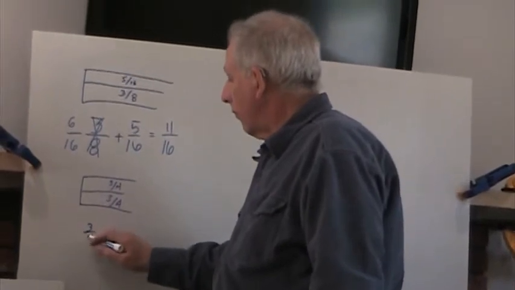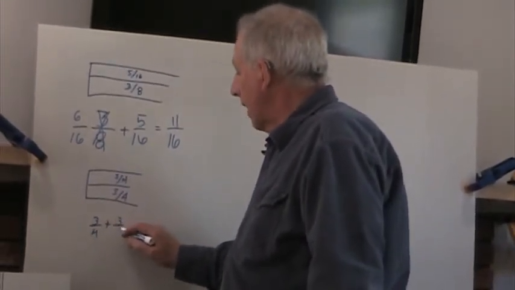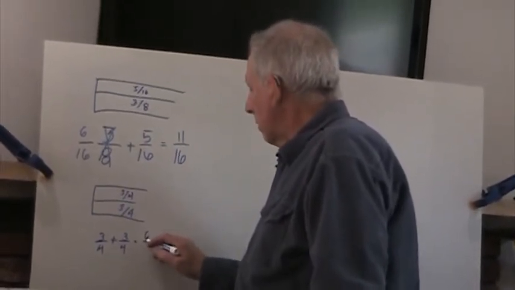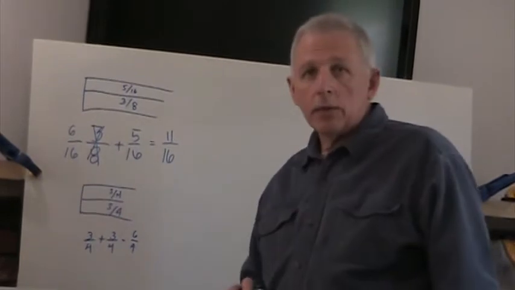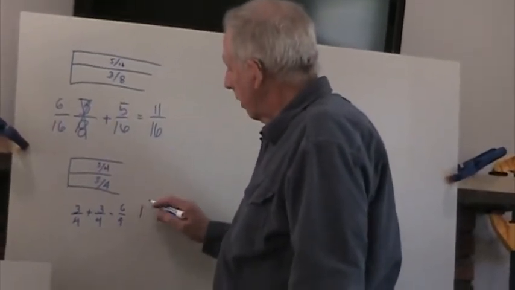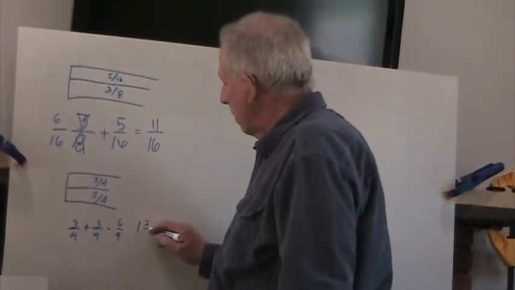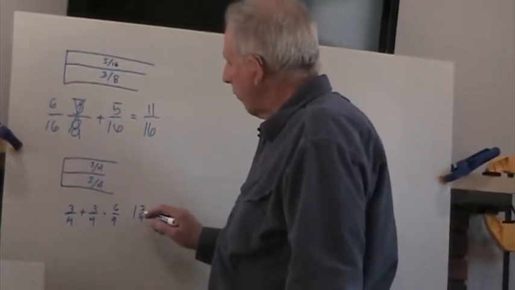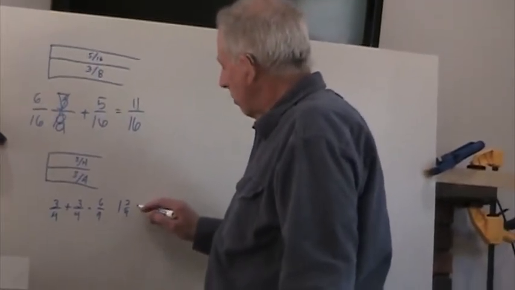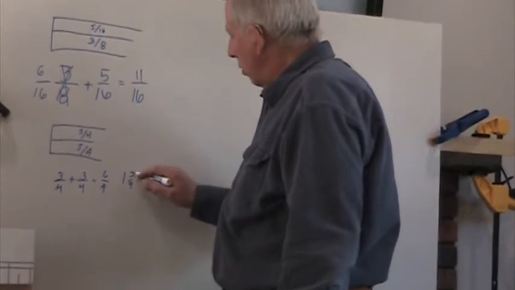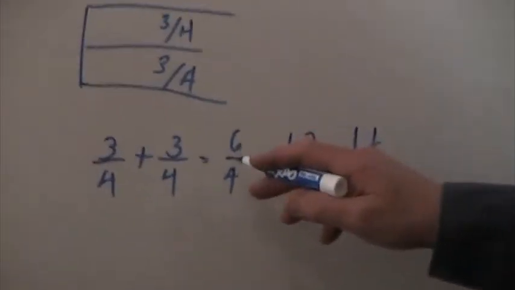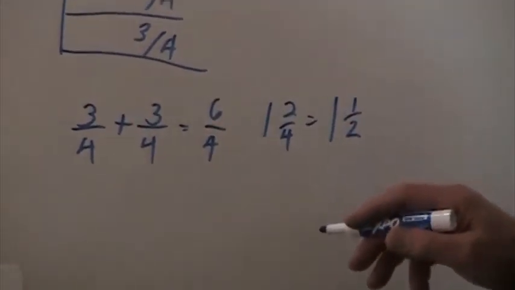3/4 plus 3/4, I already have a common denominator, equals 6/4. And then I would just have to reduce that. 4 goes into 6 once with 2 left over, so that's 2/4. But you always want to reduce your fractions to the lowest term you can. So 2/4 would be the same as 1/2. So my answer, 3/4 plus 3/4, is 1 1/2.